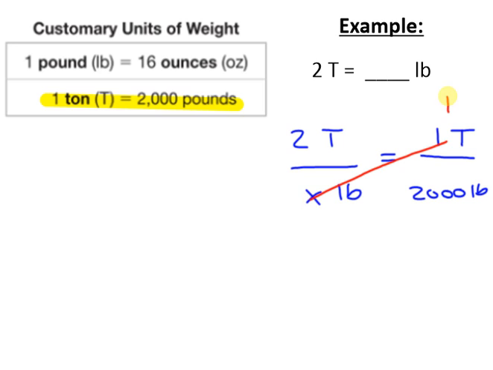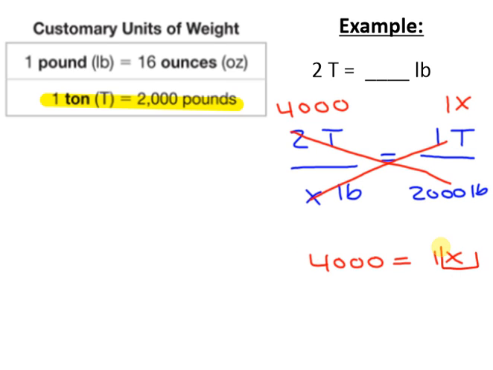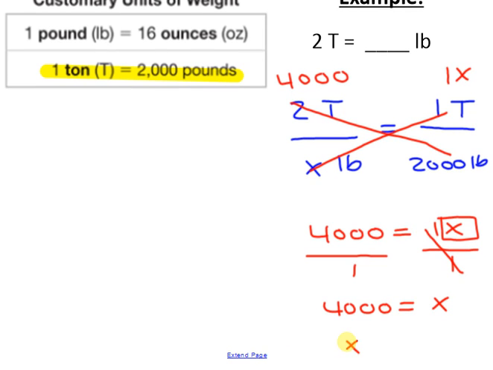x times 1 is 1x, and then 2 times 2,000 is 4,000. So 4,000 equals 1x. Box the variable. Divide by 1 on both sides. 4,000 equals, these ones cancel, x. Then we're going to flip it around, so x equals 4,000.